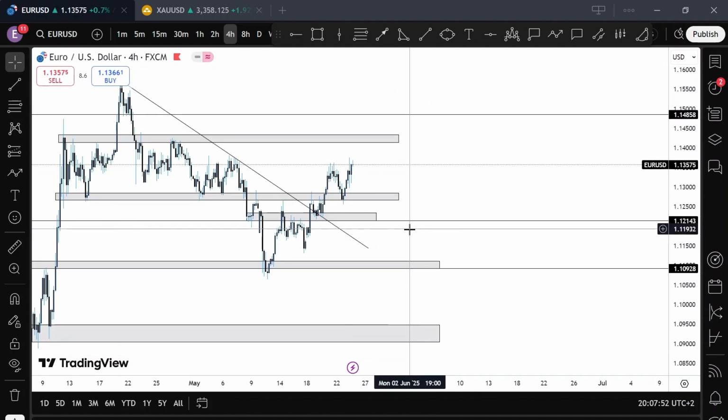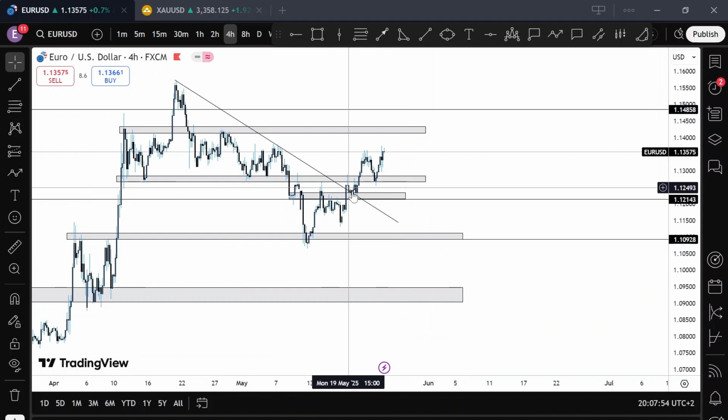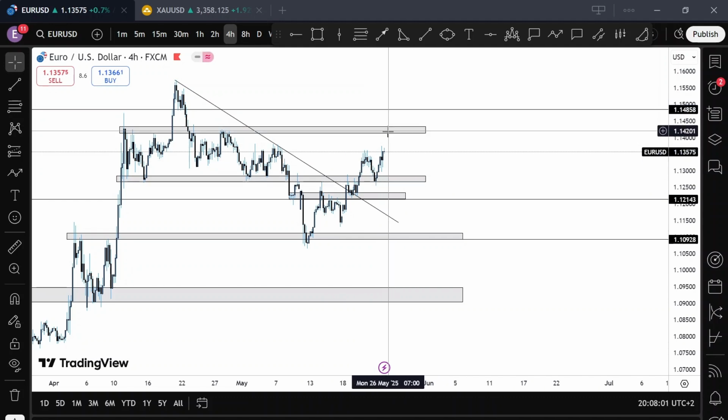All right, here on euro USD, we've seen a downward trend line broken, a retest, a continuation, another pullback to this region here, and a continuation. My anticipation is to see price continue to the upside.